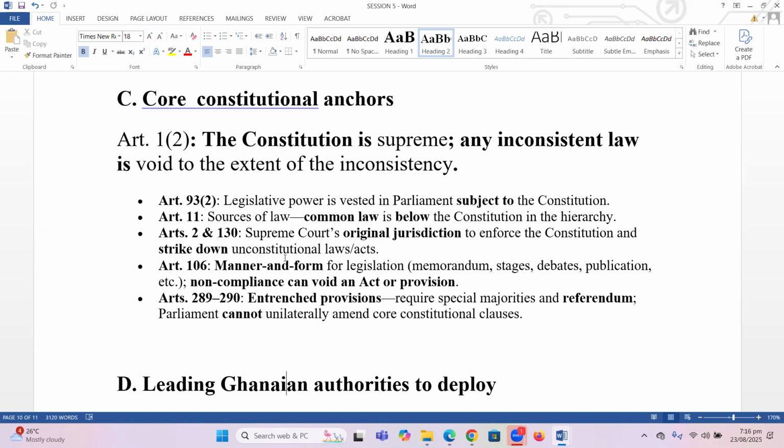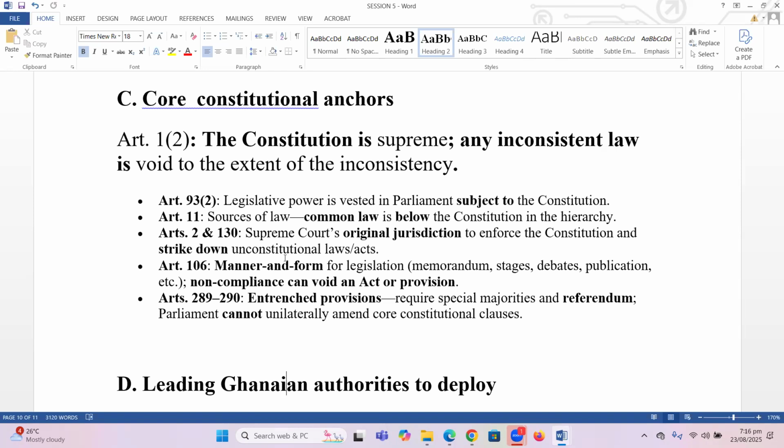Parliament is subjected to a prescribed, predetermined procedure, which it must bring itself within before it can exercise or deploy the legislative power conferred on it under Article 93, Clause 1. So, yes, Parliament has the power to make laws. That is correct. But it has an obligation to follow a particular procedure. So, that is a procedural limitation.